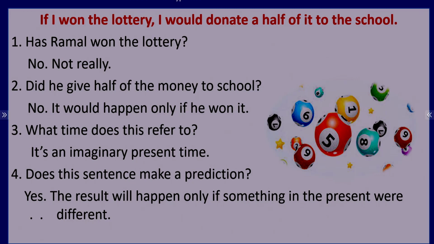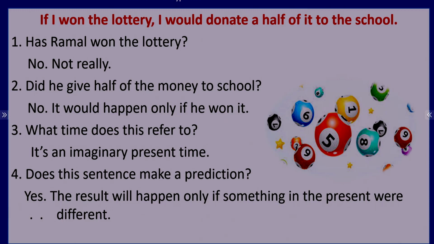No, not really, right? So, did he give half of the money to school? No. There's no possibility for him to do that. It would happen only if he won it. So, when the boy Ramal said, I would donate, it was just an imagination. He imagines, right? And then, what time does this refer to? This is an important point. It is an imaginary present time. So, at present, only you can imagine. He's imagining at present, right?